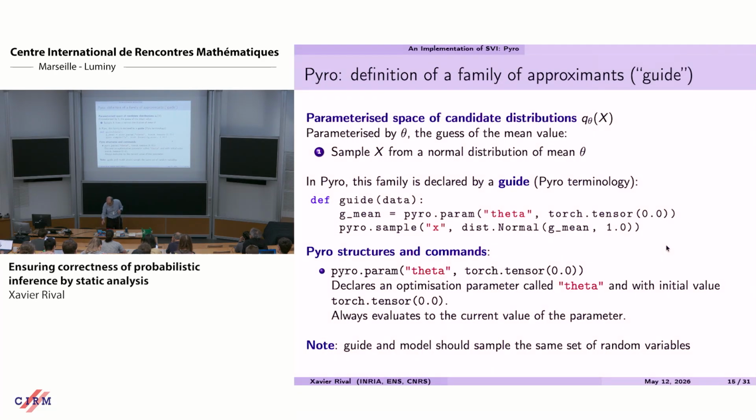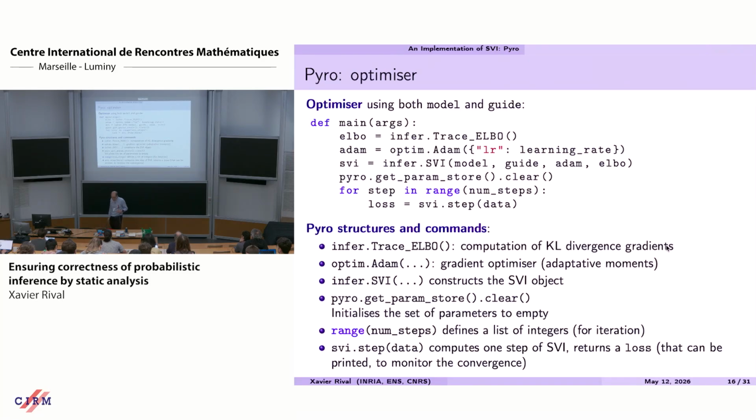Okay, so now we have seen essentially the definition of both the model and the guide. So for the guide, there is only one new Pyro construction, which is this parameter declaration, where you just say what the optimization parameters will be. And now what we still have to look at is how to put all this together, how to make an optimization that will infer hopefully an optimal value of theta. Well, essentially you have this bit of code at the top, which looks a little bit magical at first, but I will explain line by line.